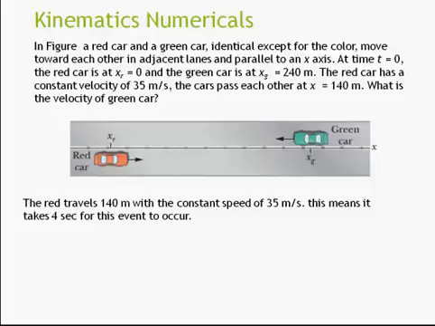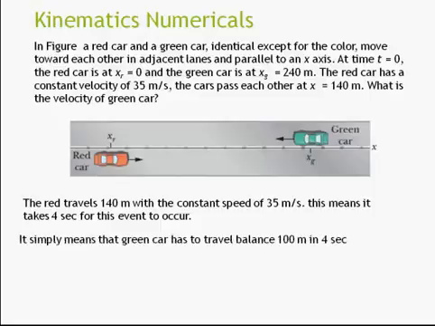Since the red car is travelling 140 meter at the constant speed of 35 meter per second, the time taken will be 140 divided by 35, because by the formula distance upon time is velocity, we can find that it takes 4 seconds for this event to occur. That means in 4 seconds the red car has reached 140 meter. Now, since green is also moving, initial distance was 240 meters, 140 is travelled by the red car. Obviously the green car has to travel 100 meters because 240 minus 140 is 100.